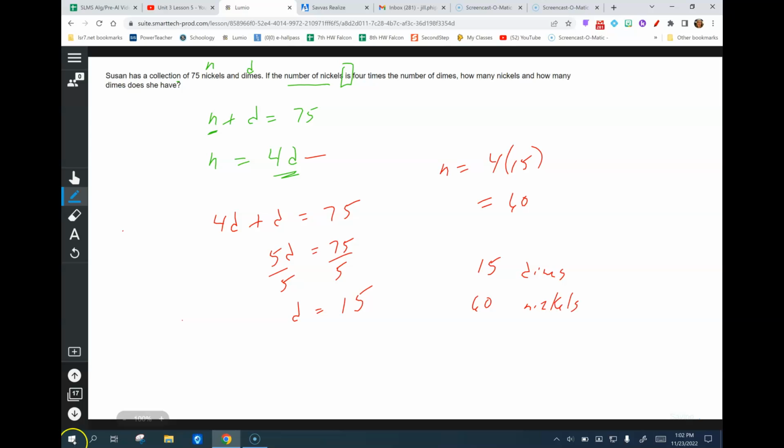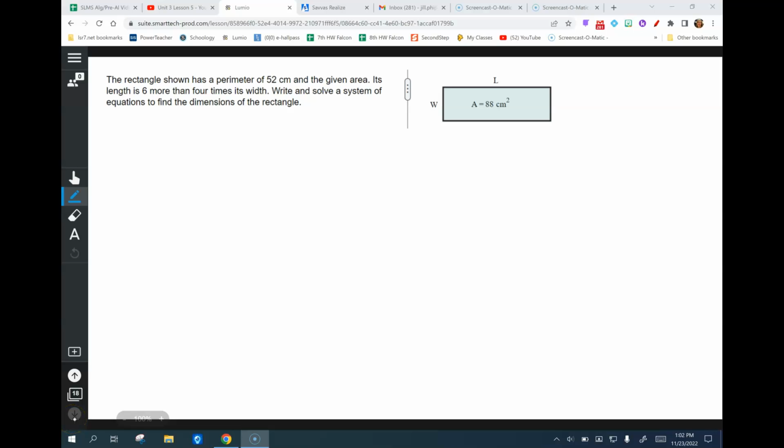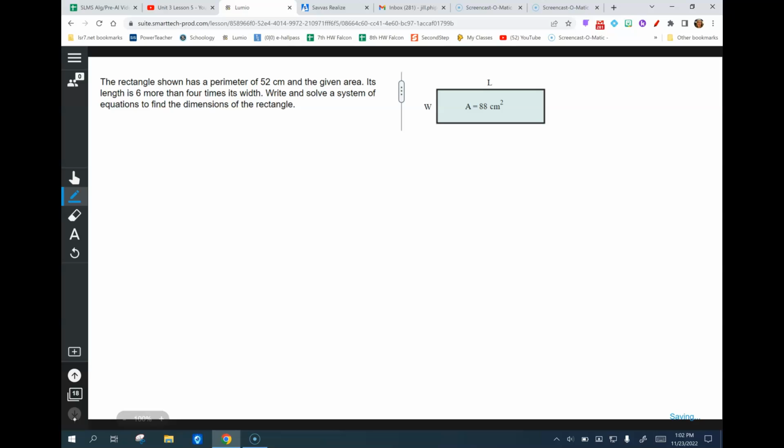Aren't these great? And for our last one, it says a rectangle shown has a perimeter of 52 centimeters and the given area. So it's going to tell us our area is here. Its length is 6 more than 4 times its width. Write and solve a system of equations to find the dimensions of the rectangle.